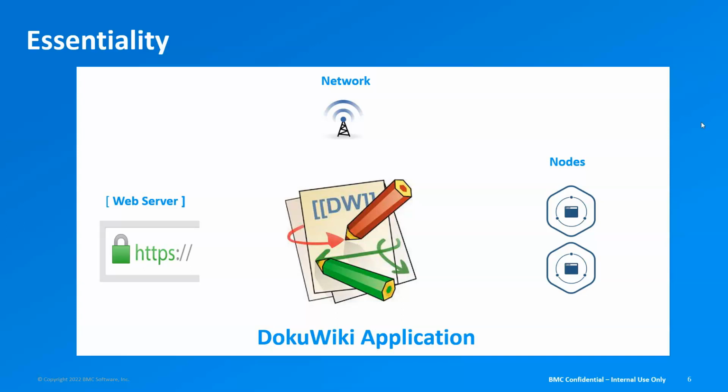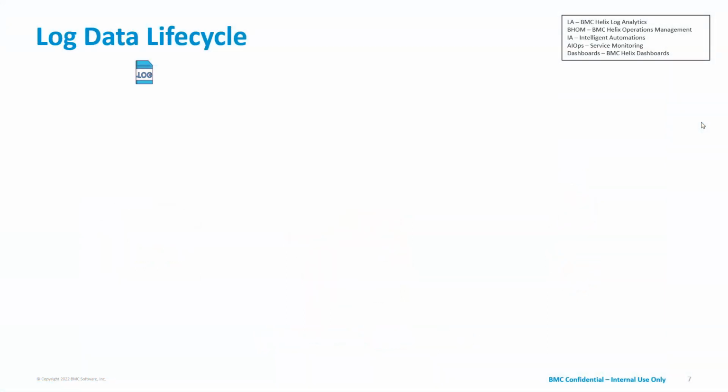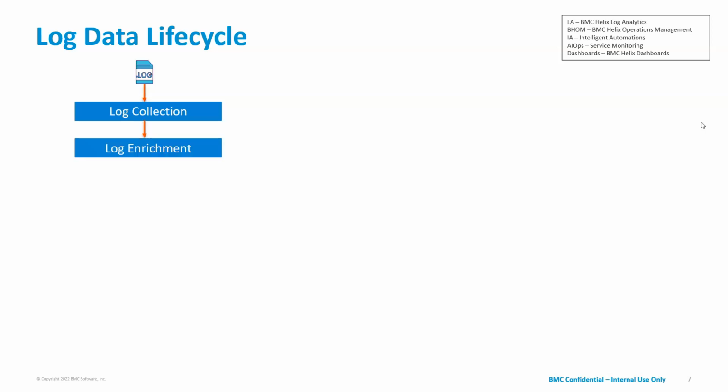Before we move to the demo, let's have a quick recap of the flow or life cycle of the log data in BMC Helix suite. So the first point in the life cycle of the log data is its collection. As Shikha has mentioned, we have multiple ways of collecting the log files. Once the data is collected, it is enriched using the enrichment policies and sources of Log Analytics. Once you have the enriched data available in Log Analytics, you can then set up alerts if you want to be notified of the issues monitored in the log file.